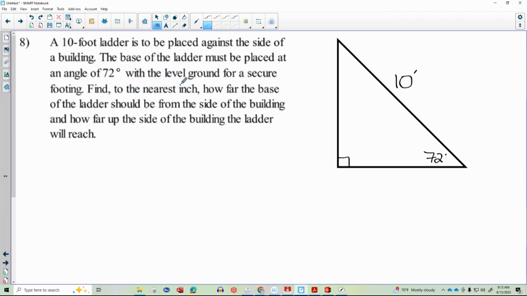Find to the nearest inch. That means they didn't say tenth or hundredth, so I'm going to round it up to the nearest whole number. How far the base of the ladder should be. Base is the clue. Whenever they say ground or base, it's going to be down here, right? How far should the base of the ladder be from the building? Or, you know, like this is the building over here, and this is the base. So I'm going to put my X right there. And now we start what we learned about SOHCAHTOA.